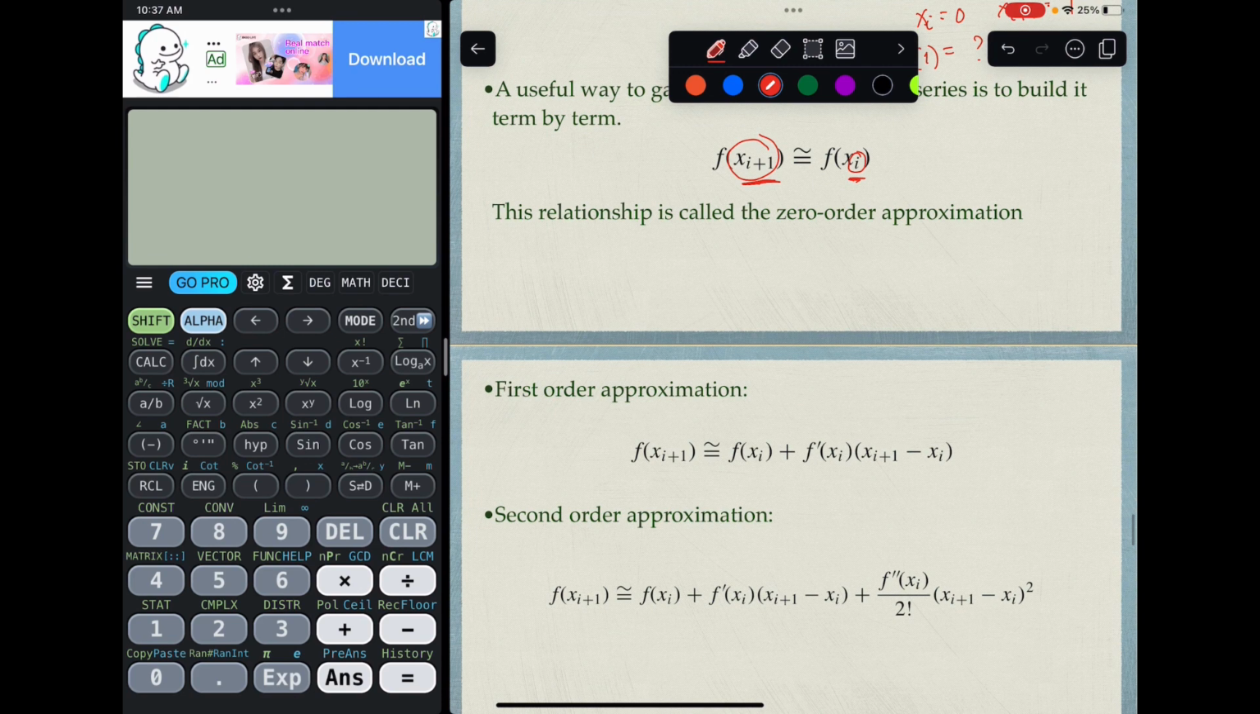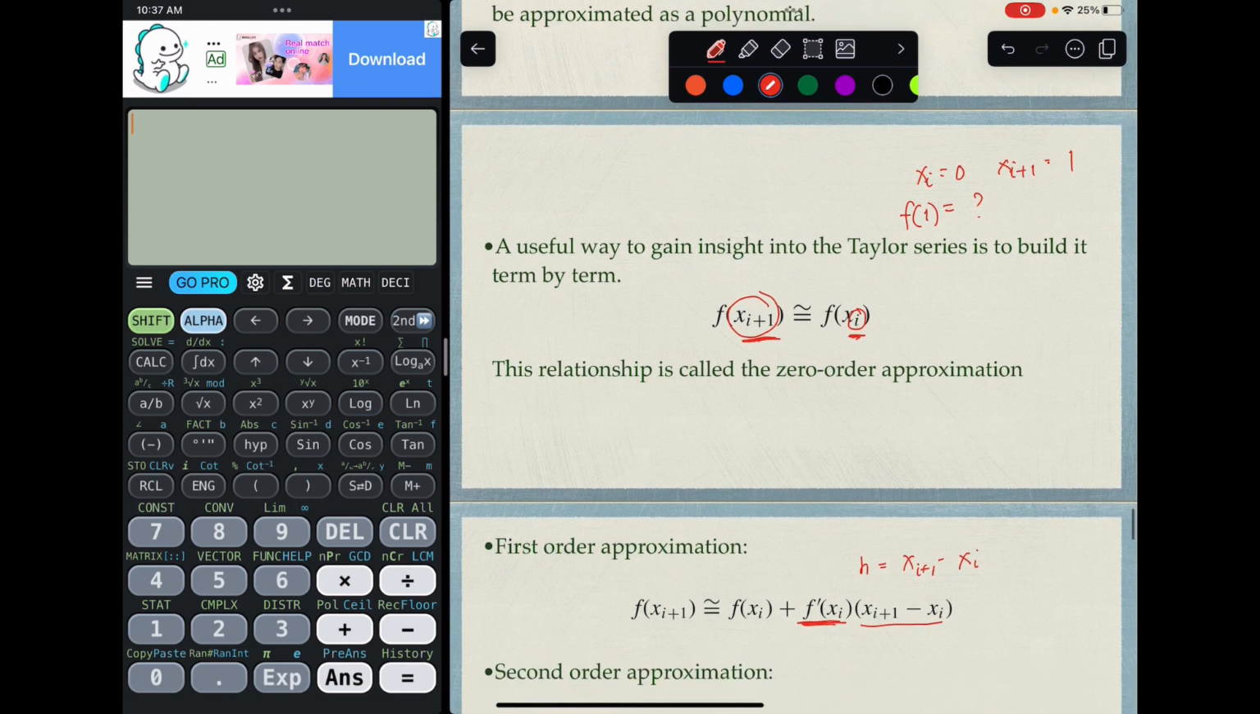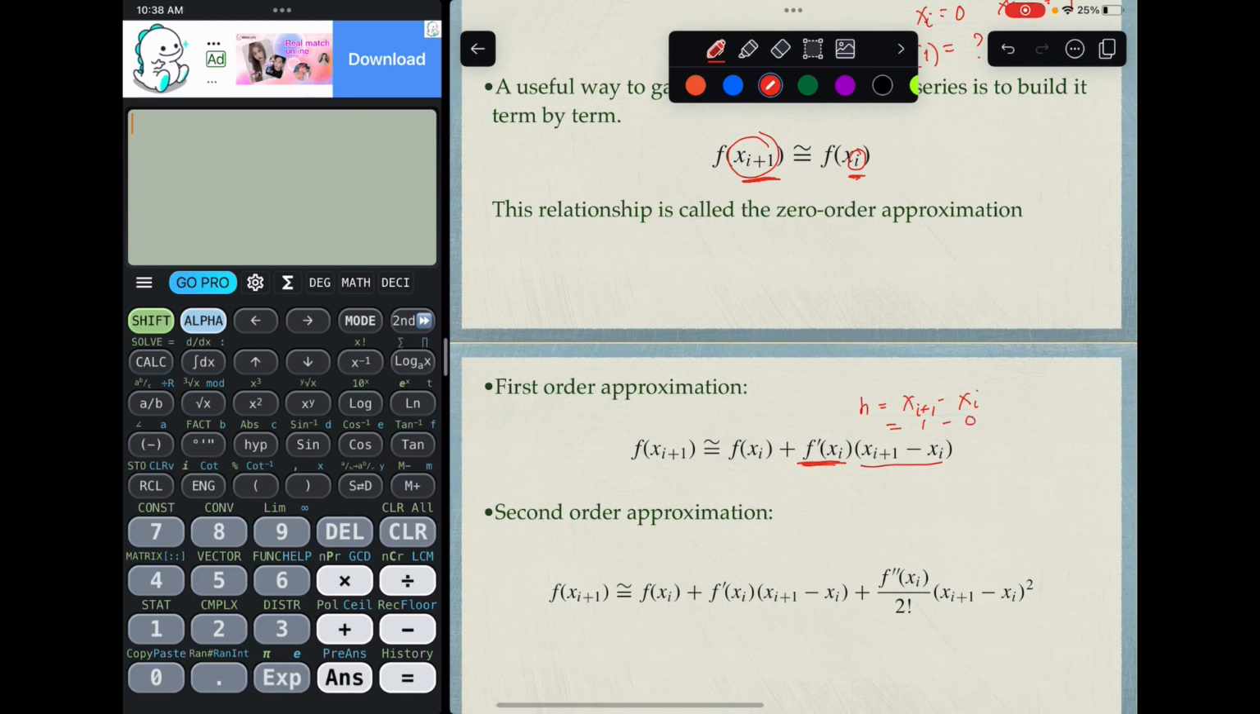Then for the first order approximation, I need to find f prime of x, and then evaluate it using x sub i. And then x sub i plus 1 minus x sub i, that is the step index, which others refer to as h, and that is simply x sub i plus 1 minus x sub i. In this case, x sub i plus 1 is 1 and x sub i is 0, so 1 minus 0, therefore h is equal to 1.